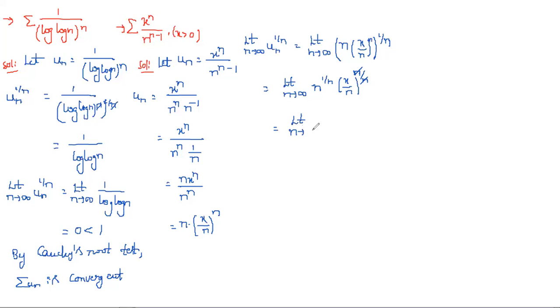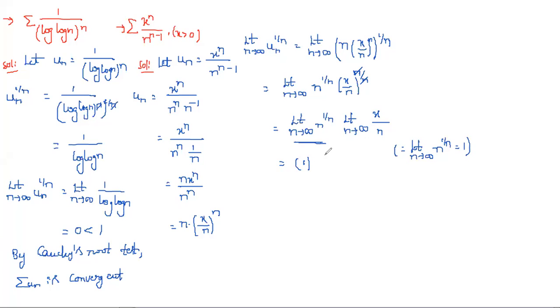Limit n tends to infinity n power 1 by n into limit n tends to infinity x by n. This is nothing but the limit formula, which has the value 1. So keep in mind, limit n tends to infinity n power 1 by n is equal to 1. Okay, this is the limit formula, and 1 into.